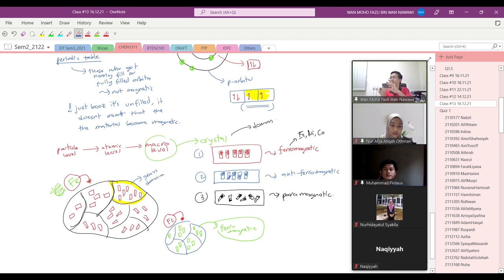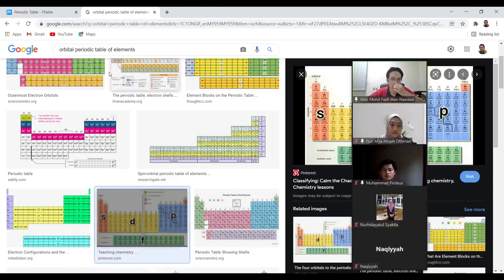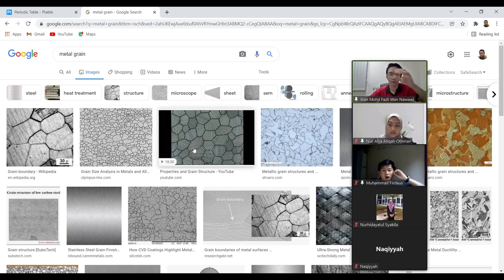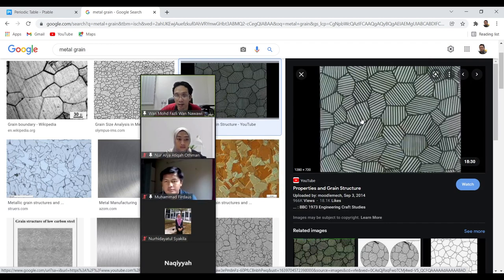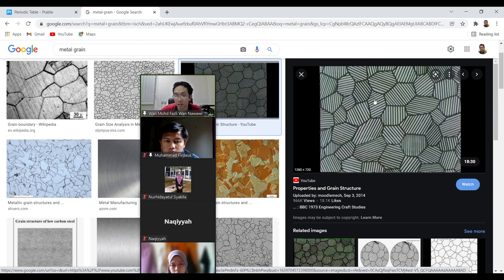Grain or domain. Because you need to remember that for everything like metal, the atoms are not like one block. It's made of tiny grains. If you see metal grains under the microscope, you see something like this. The atoms don't sit perfectly in one row like that. They have many boundaries. Inside each boundary, you can see a perfect alignment. Each boundary, we call one crystal. In order for a thing to be magnetized, the atoms inside each boundary must have a net direction in order for it to be magnetized.